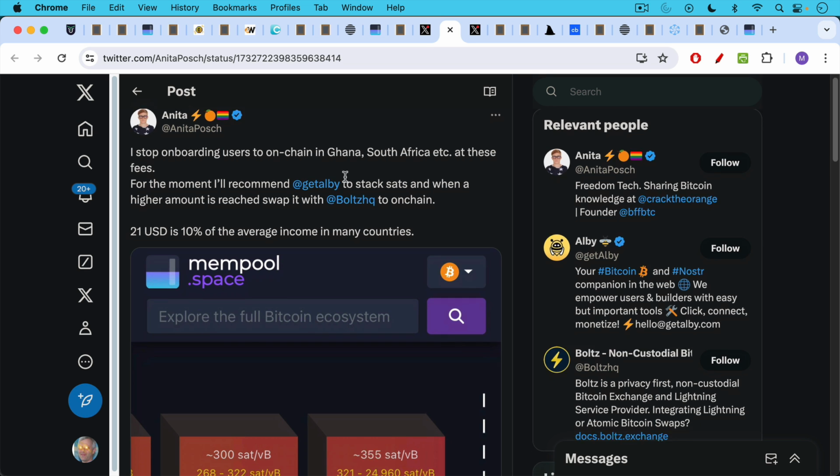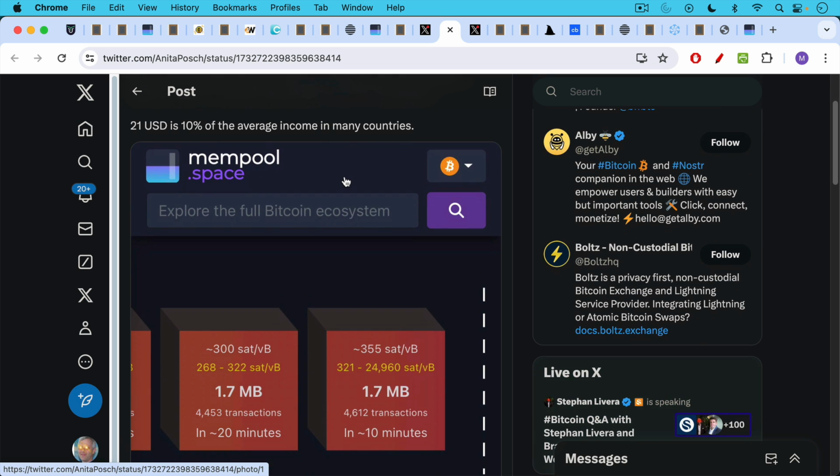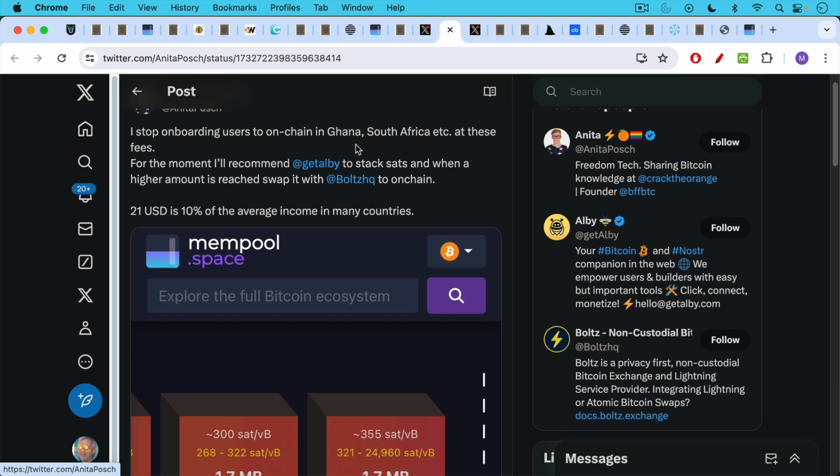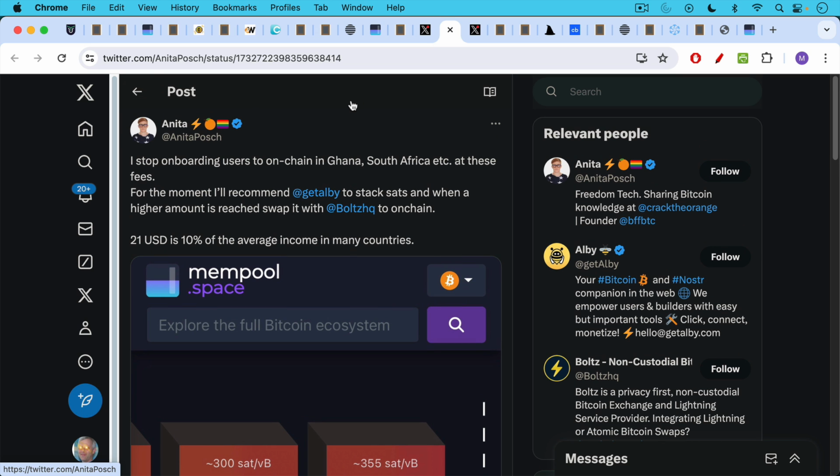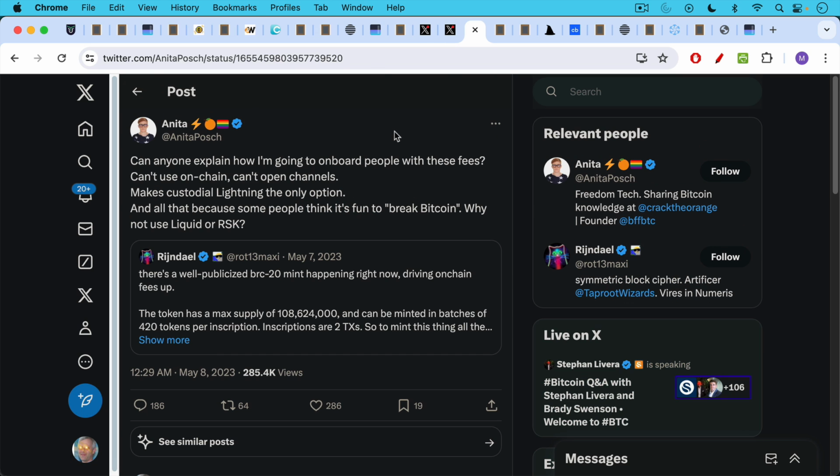This was a couple months back when fees were spiking to 355 sats per V-byte. And so she's had to move to Lightning to help people stack. Talking here as well about making custodial Lightning the only option when fees go this high on chain, and all that because some people think it's quote unquote fun to break Bitcoin.